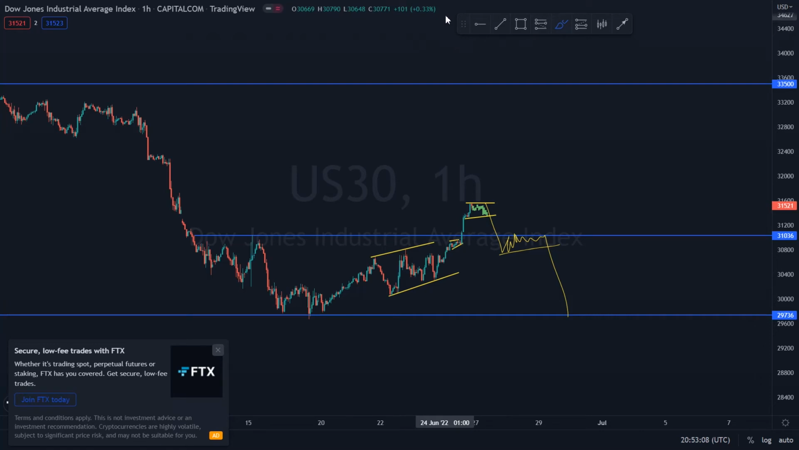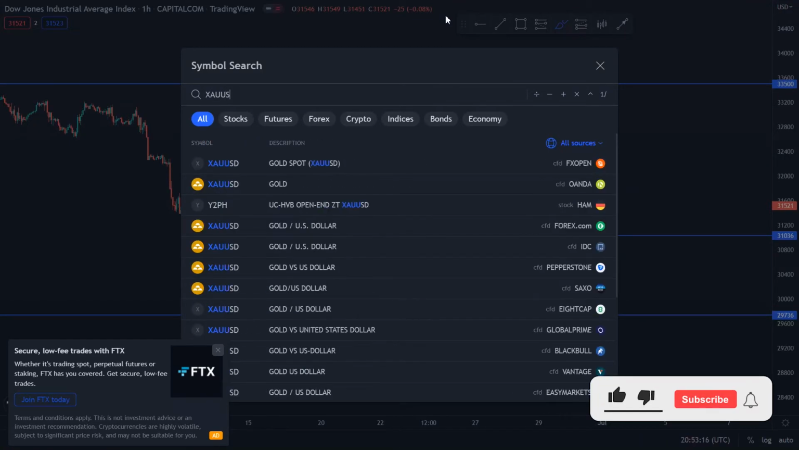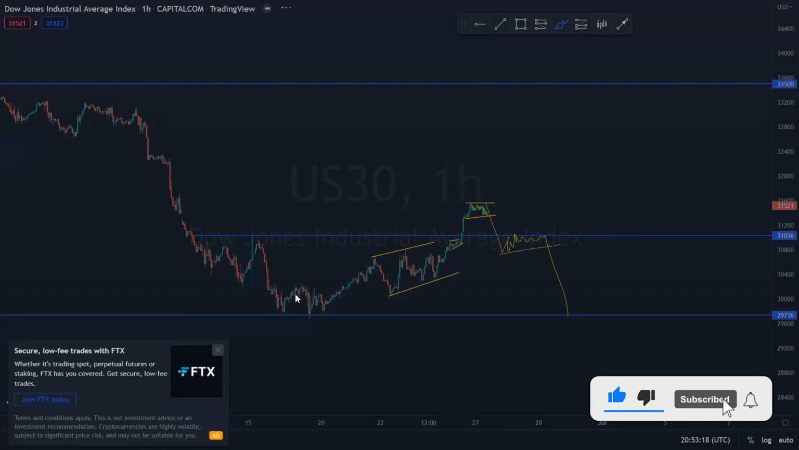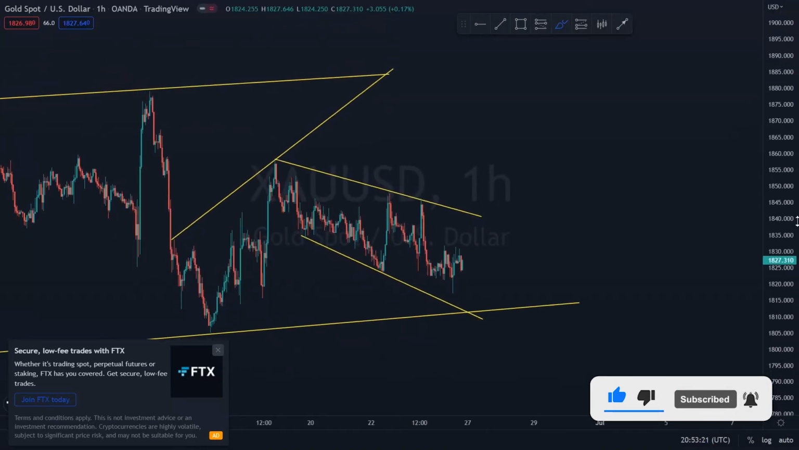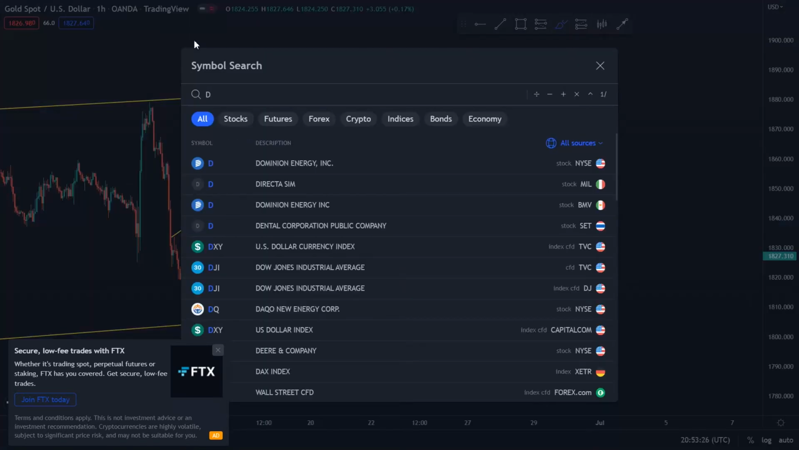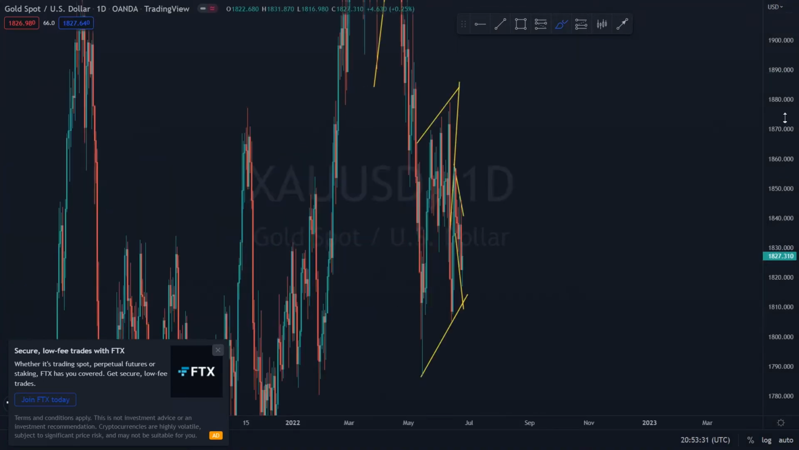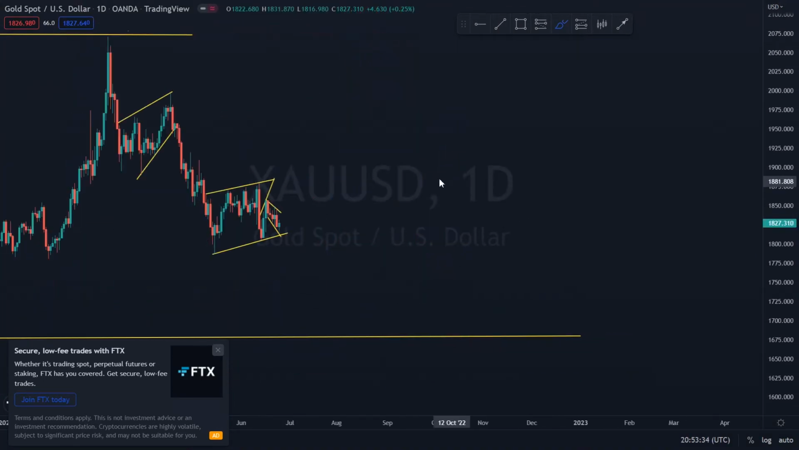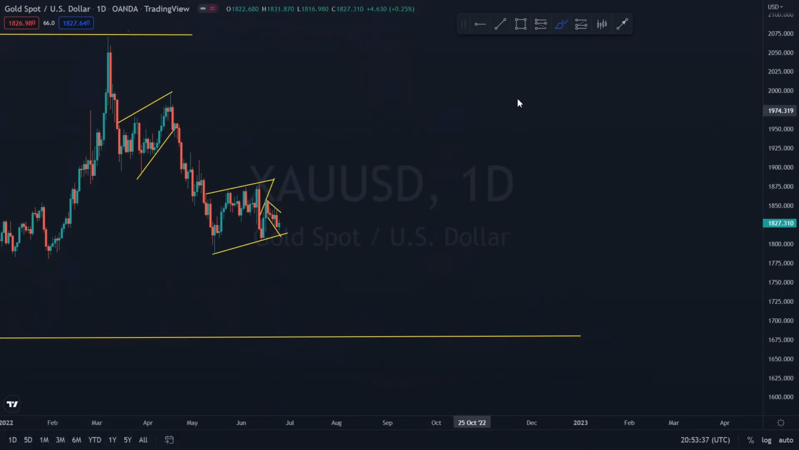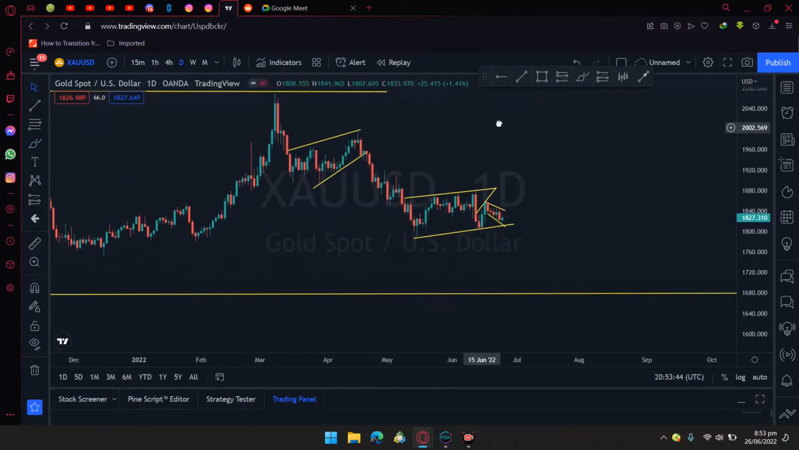So let's look at gold. So gold is still in this corrective phase here. Gold is still in the corrective phase. It hasn't really developed yet into our analysis that we did within the week, the midweek analysis.